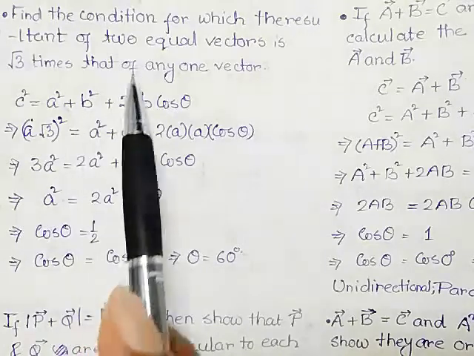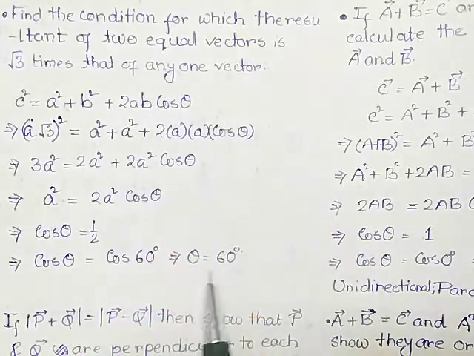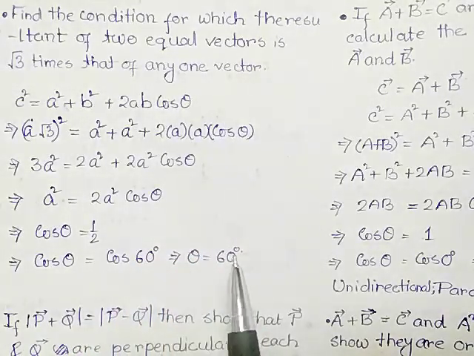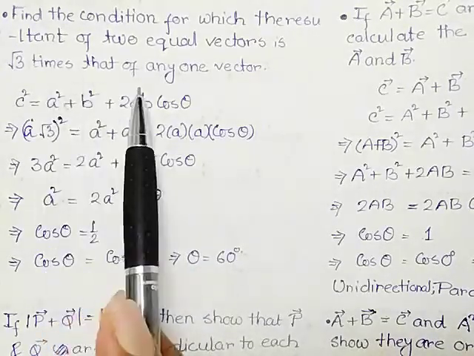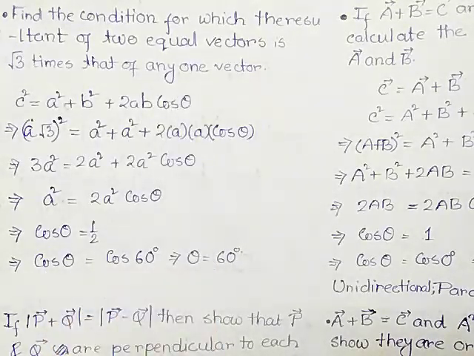If the two equal vectors make an angle of 60 degree with each other, at that time only the resultant is root 3 times any one of the vectors.